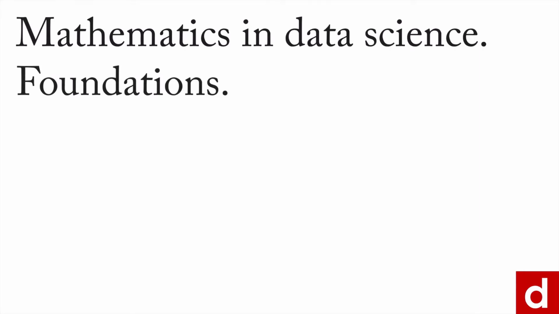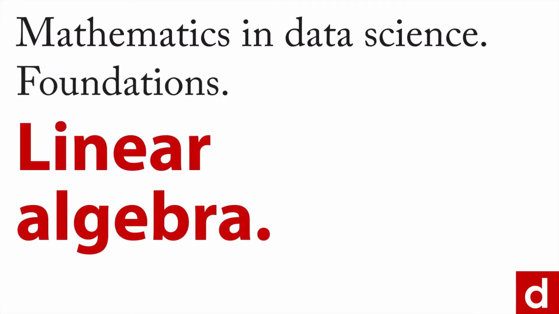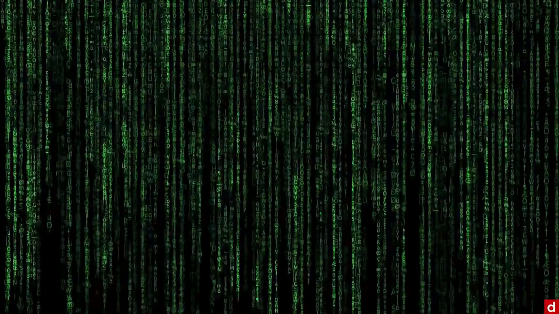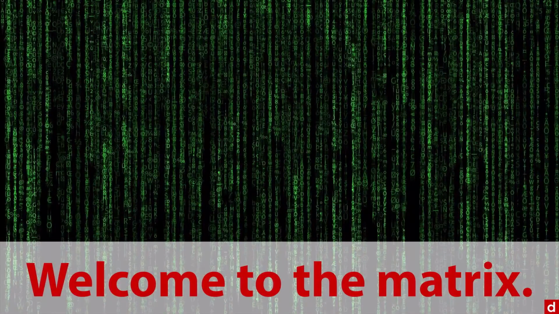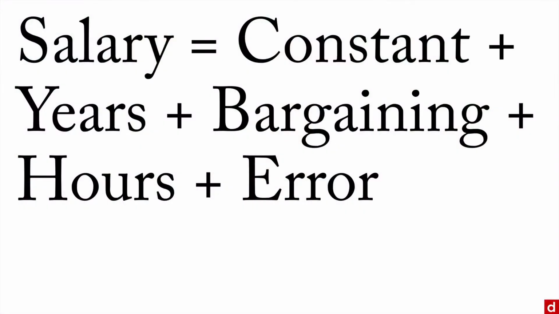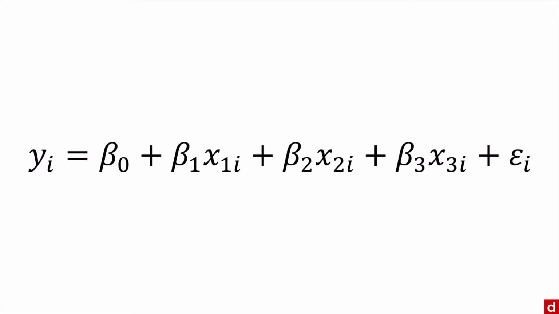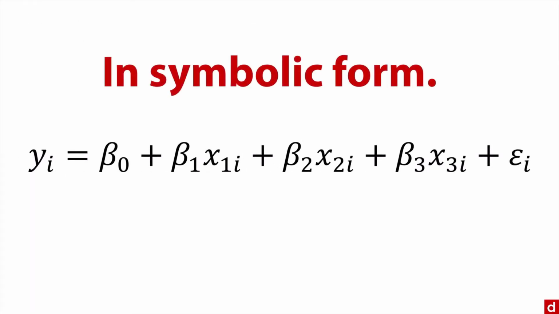The next step in mathematics for data science foundations is to look at linear algebra, or an extension of elementary algebra. And depending on your background, you may know this by another name, and I like to think welcome to the matrix, because it's also known as matrix algebra, because we're dealing with matrices. Now, let's go back to an example I gave in the last video about salary, where salary is equal to a constant plus years plus bargaining plus hours plus error. Okay, that's a way to write it out in words. And if you want to put it in symbolic form, it's going to look like this.